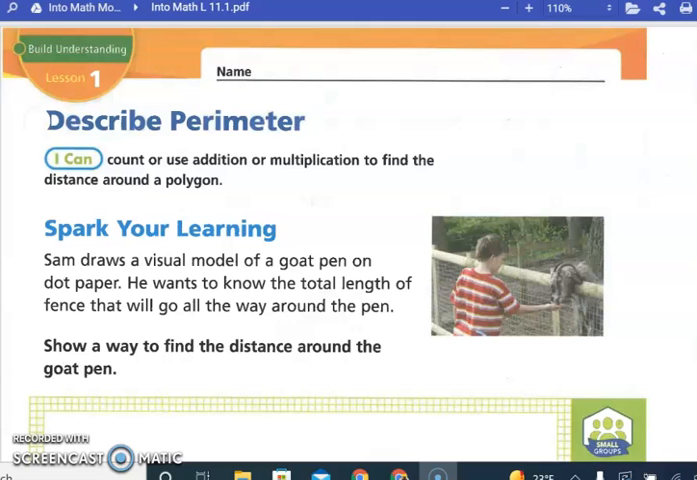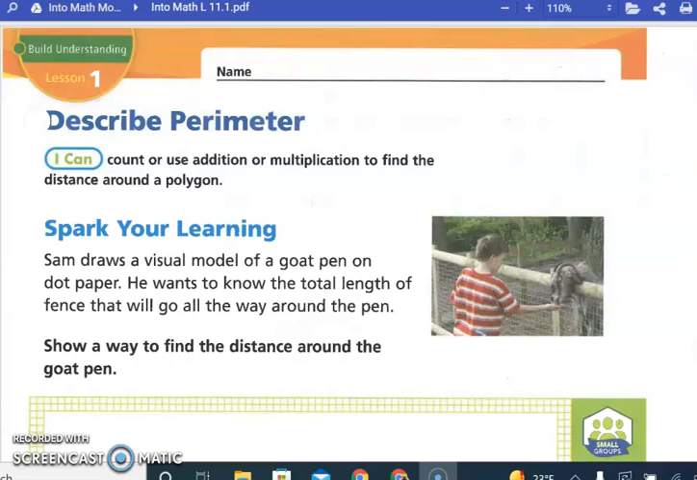Okay, today we're looking at math lesson 11.1, describe perimeter. What is the perimeter? Anybody know what's the perimeter? Nope, the area is the surface that's covered. The perimeter is how far around the outside it is. Okay, so like the perimeter of your desk, you would measure along the outside edge of your desk.